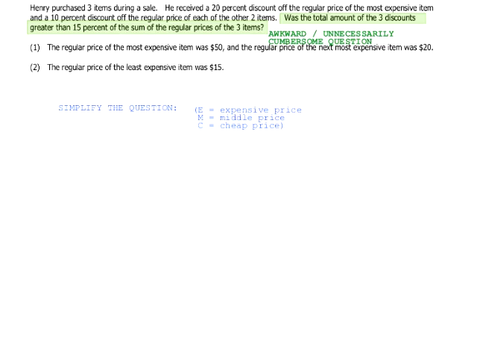So the total amount of the three discounts is greater than 15% of the sum. Well, total amount of the discounts, you have 20% of E, and then you have 10% of the others. Was that greater than 15% of the sum of all of the prices? So this is what the question literally says.